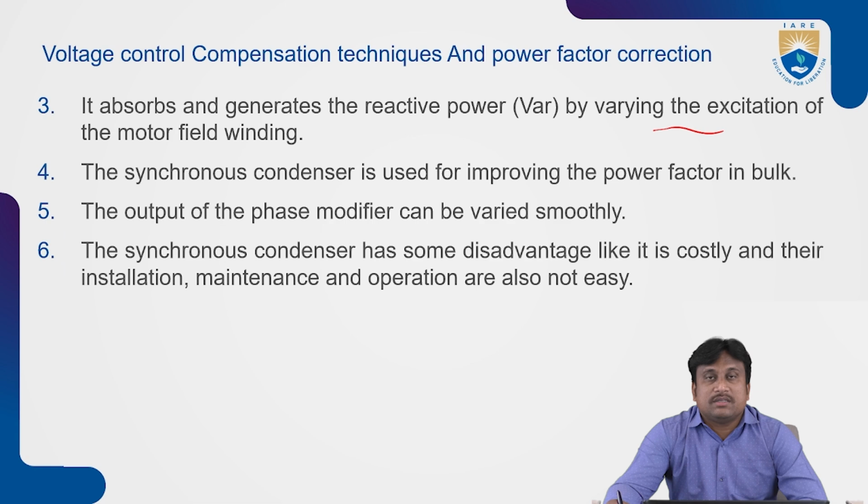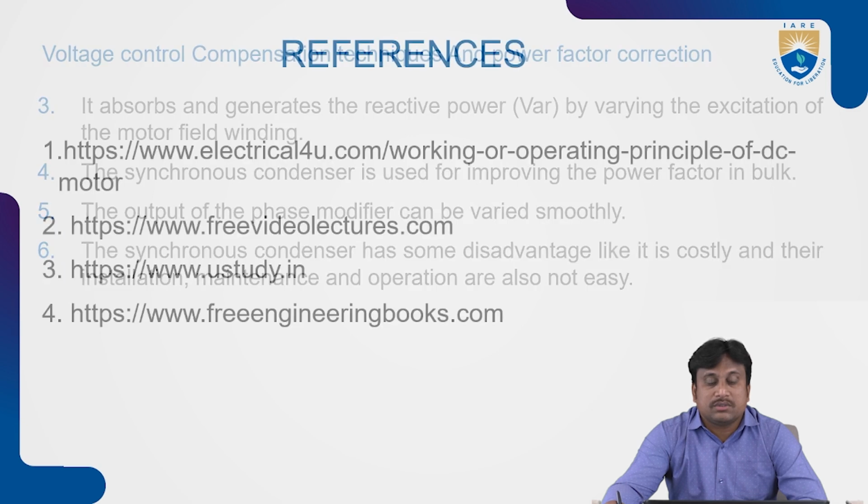So synchronous condensers are basically used for improving the power factor in a big manner, that means in bulk. The output of the phase modifier can be varied smoothly. The synchronous condenser has some disadvantages: it is very costly, installation is difficult, maintenance is high, and operation is also not easy to carry out.